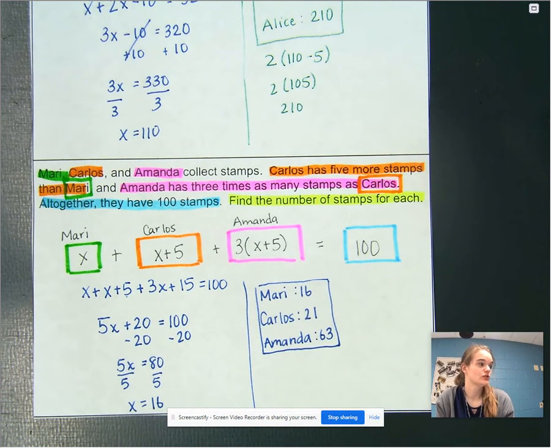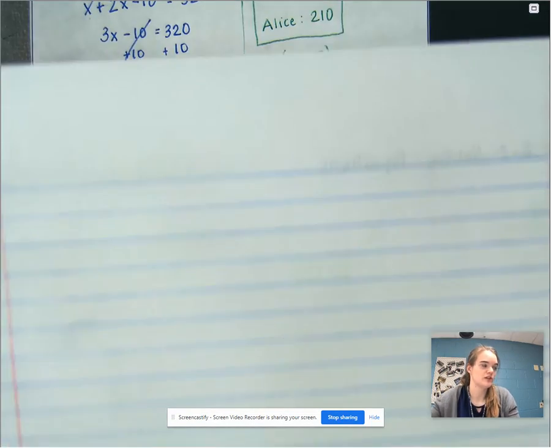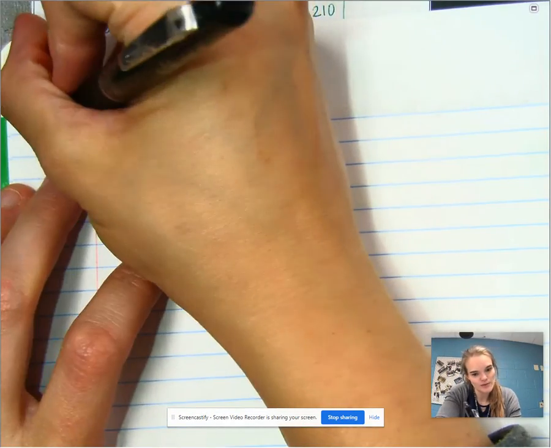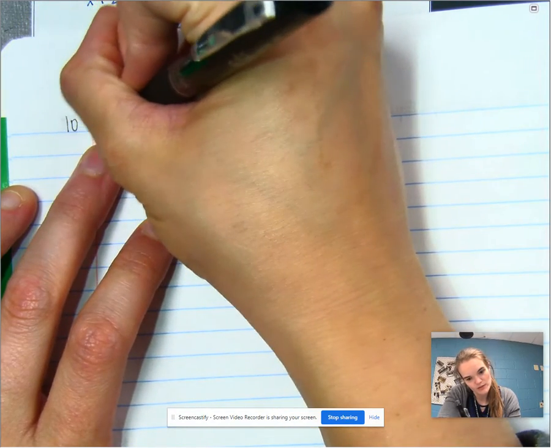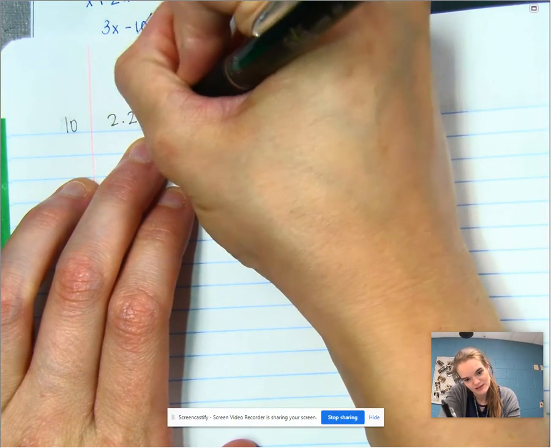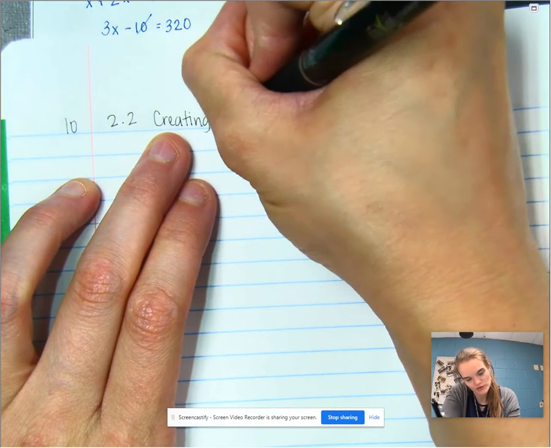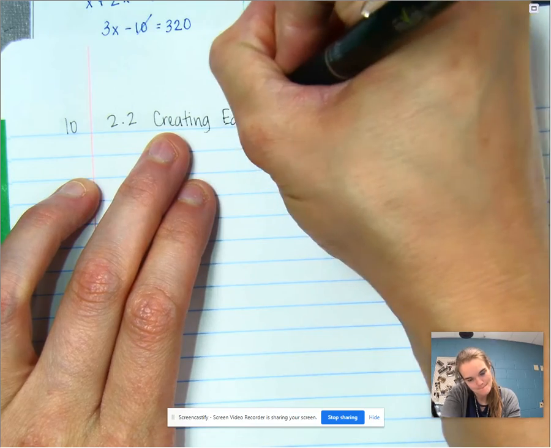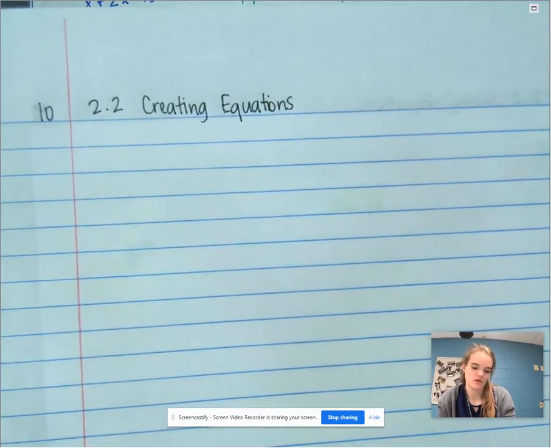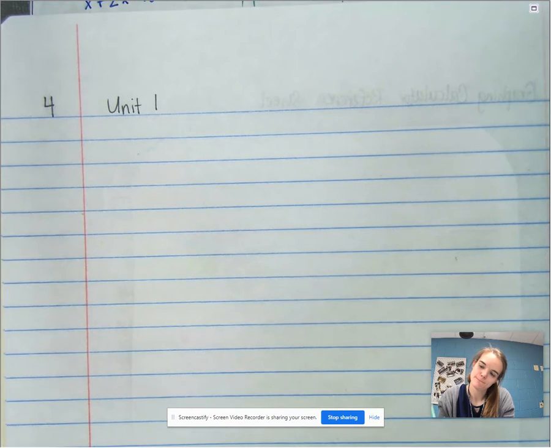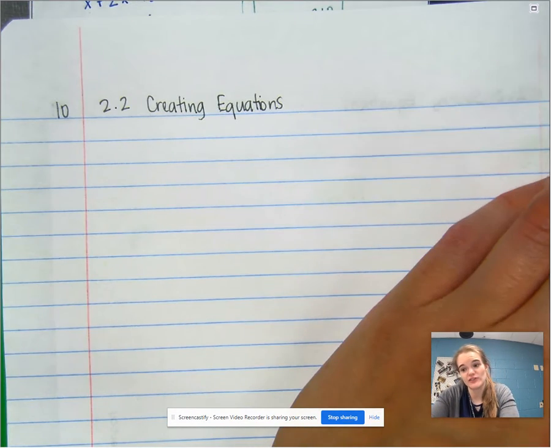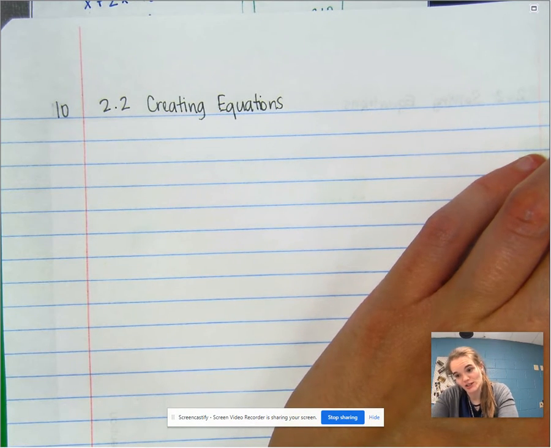All right, we are going to glue this in your notebook. I said on page 10. Remember, I said the wrong thing at first. On page 10. So I'm going to leave that there. Pause it if you need to. Page 10. Title for page 10 is still 2.2, but it's now creating equations. So it was solving before, now it's creating. Creating equations. That's the same title on page 11.